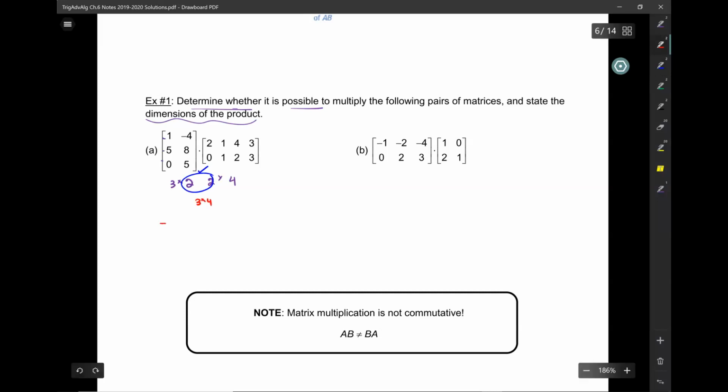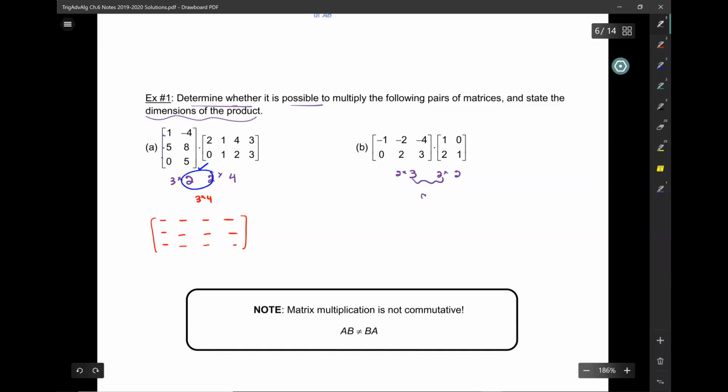And what does a 3 by 4 look like? You're going to have 3 rows with 4 columns. And that's what the product will look like. Okay, what about this next one? I have a 2 by 3 and I have a 2 by 2. Because these are not the same, I cannot multiply them.